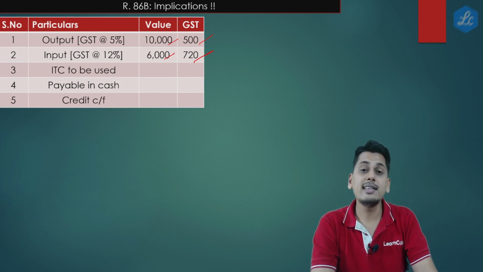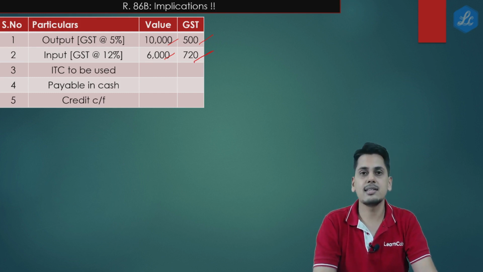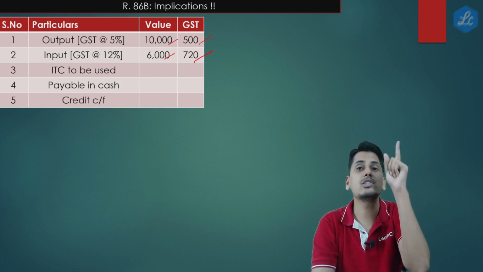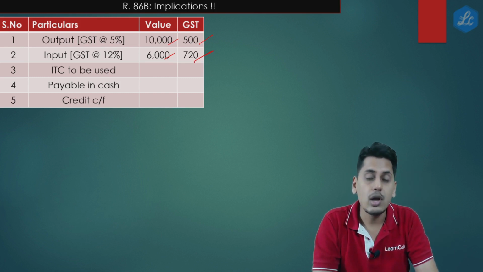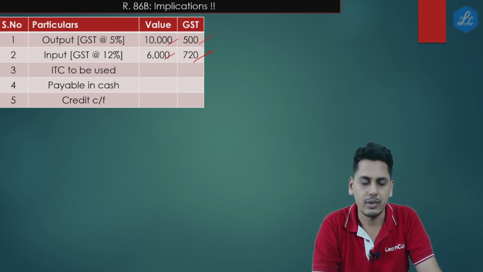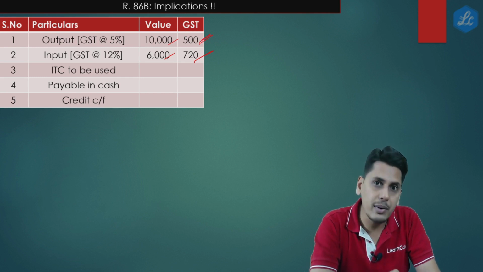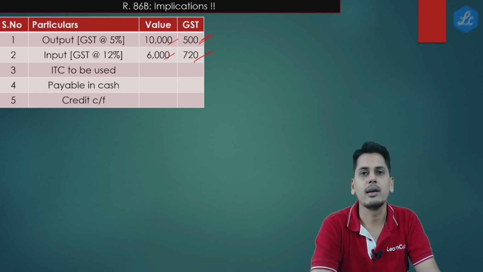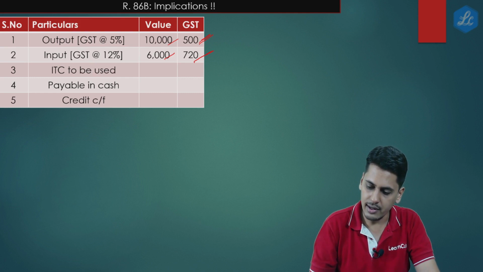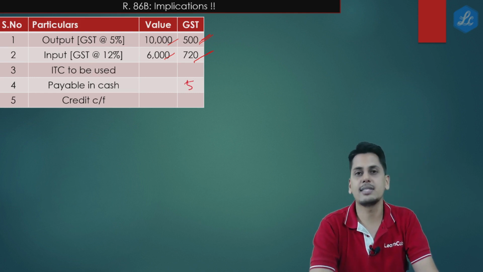Now friends, let's say 86B is applicable. If 86B is applicable, in those cases, please understand, at least 1% of your output tax needs to be paid through your electronic cash ledger. So now friends, how much is his output tax? His output tax is 500. At least 1% of this he has to pay from electronic cash ledger. So how much is payable in cash ledger? Here we go, 500 into 1%, 5. He has to pay it from his cash ledger.